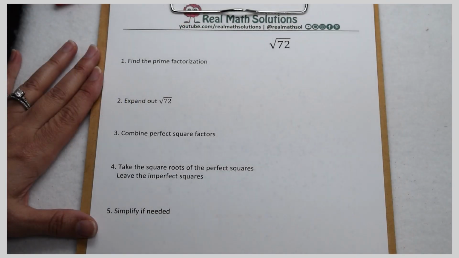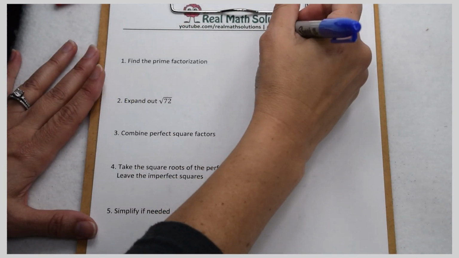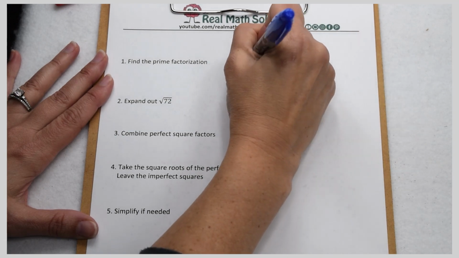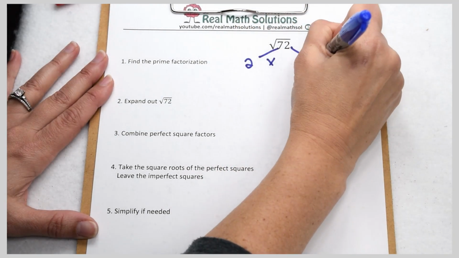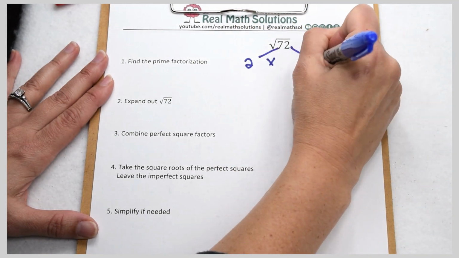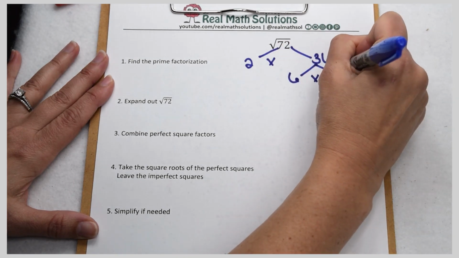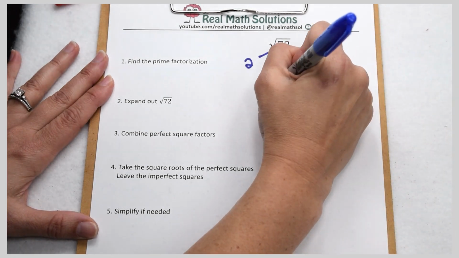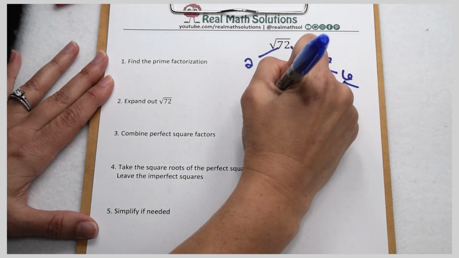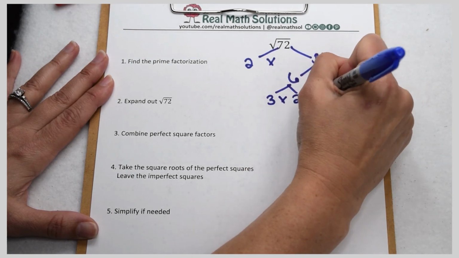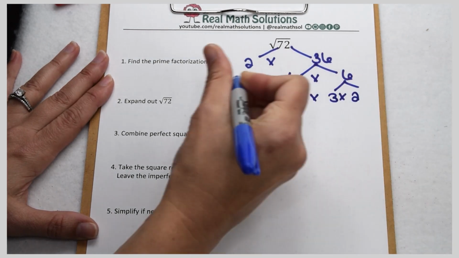What if we want to simplify the radical, but we're not sure we know all the factor pairs? Well, in that case, we're going to start by finding the prime factorization. So we're going to break square root of 72 into 2 by 36. 2 is prime, but 36 is not, so we're going to break that into 6 by 6. Neither of those are prime, so we're going to break each of those into 3 times 2. 3's and 2's are all prime, so we know we have our prime factorization.